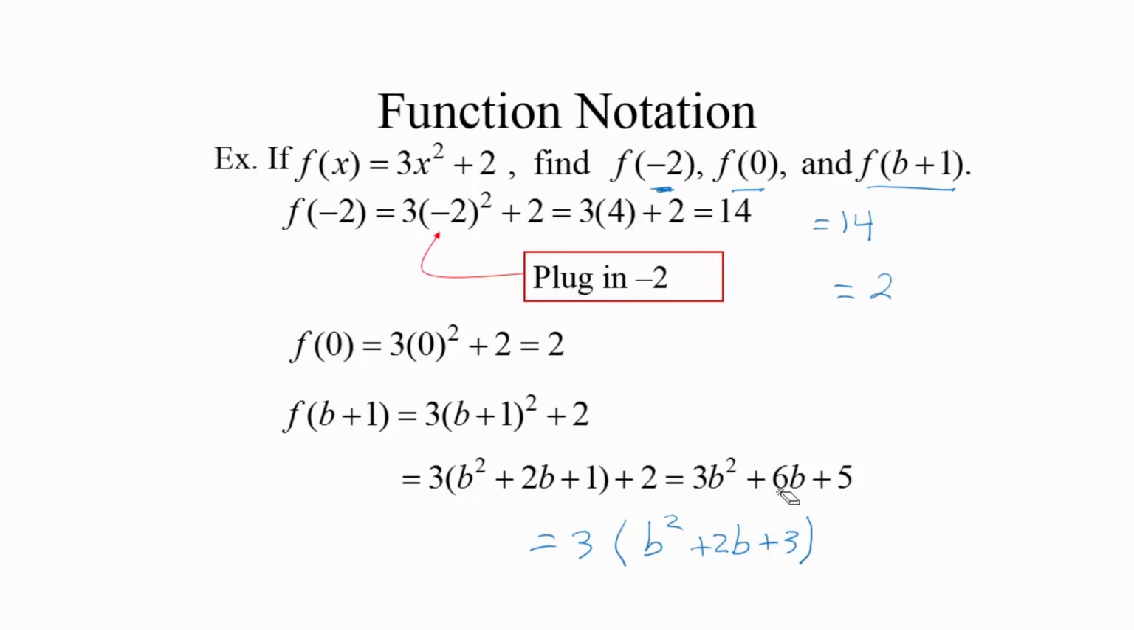Three b squared. Did I make a mistake? I probably made a mistake. It should be a plus 5, not a plus 9. My bad. 3 times 1 is 3, and then the 3 plus 2 should be 5. So theirs is correct this time. I was surprised when I saw you could factor it, because normally you should not be able to factor it.